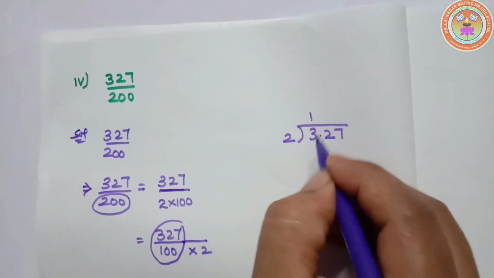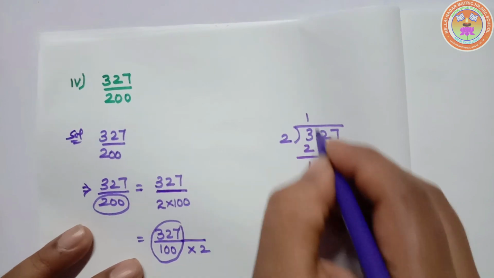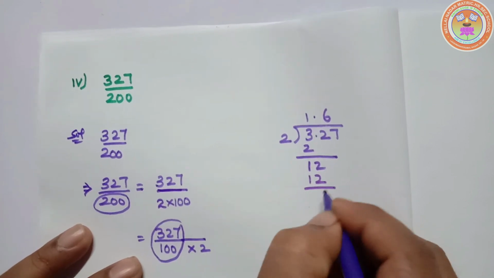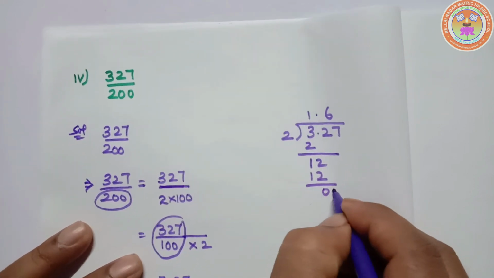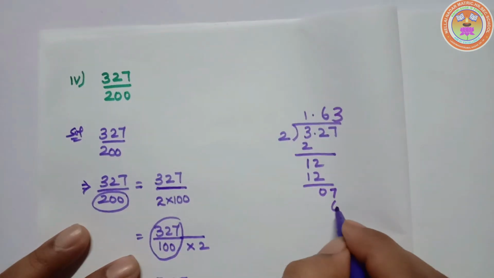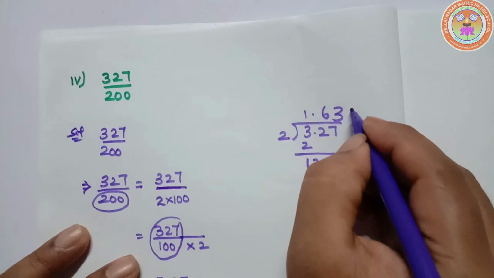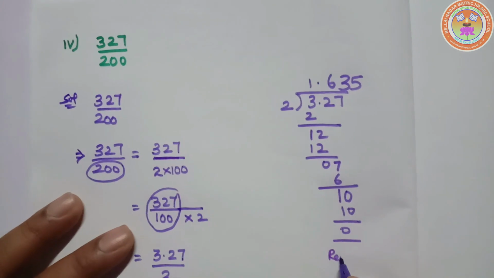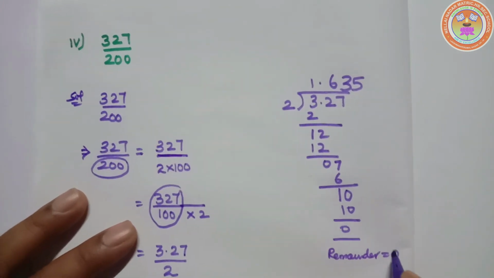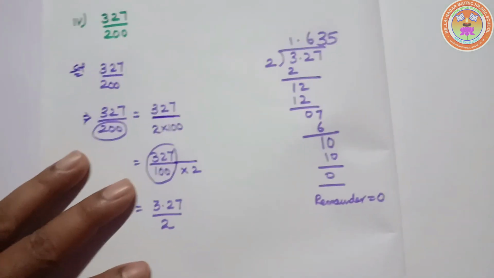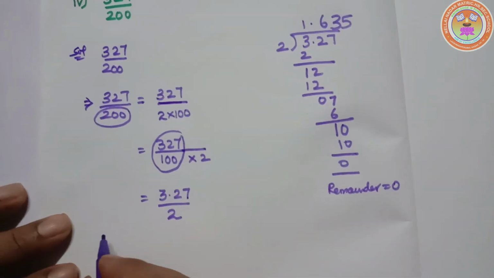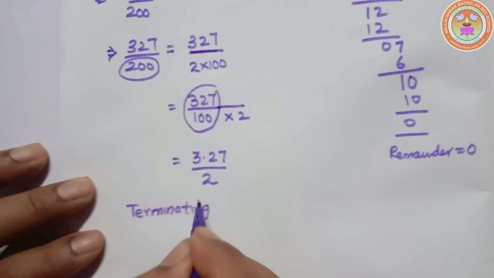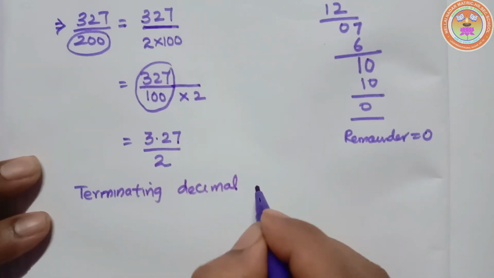So now you divide: 2 ones are 2, carry 1.2, 2 6s are 12, balance 0, 7, 2 3s are 6, 1, 0, 2 5s are 10. So remainder is 0. Remainder equal to 0 means we can say that the given expansion is terminating decimal expansion.